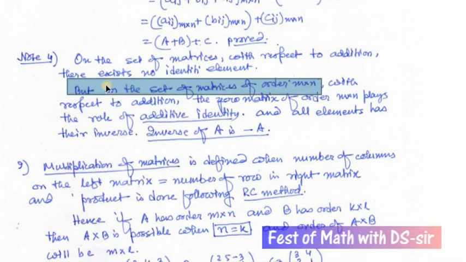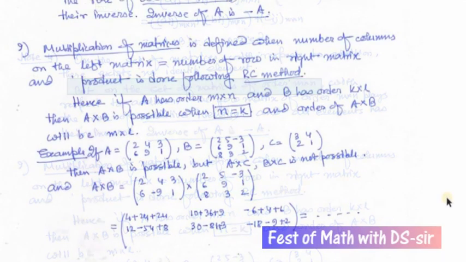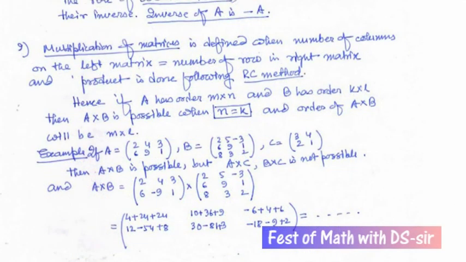These are the properties of matrix addition. Now comes multiplication of matrices.